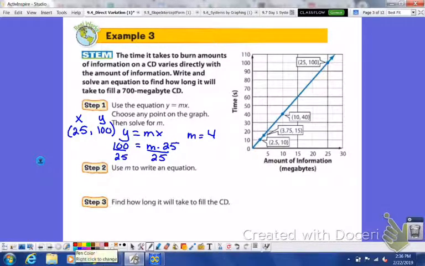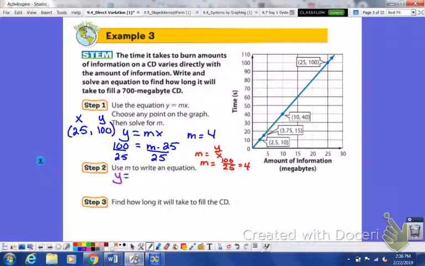Just as a side note, we also could have used that m equals y over x, which would give us 100 over 25, which still equals 4. Either way, we get that m equals 4. Okay, step 2. We want to use m to write an equation.